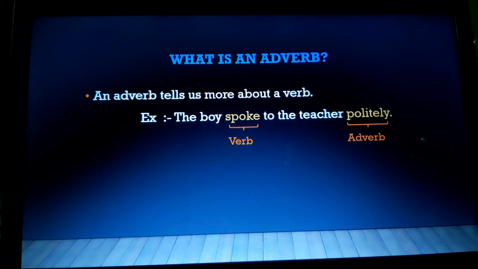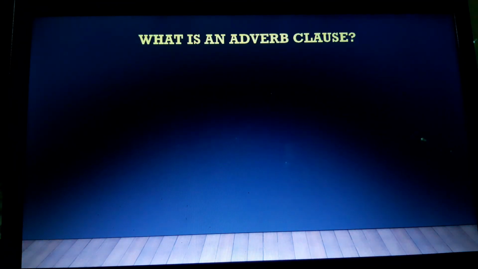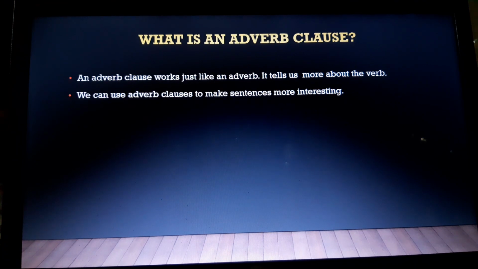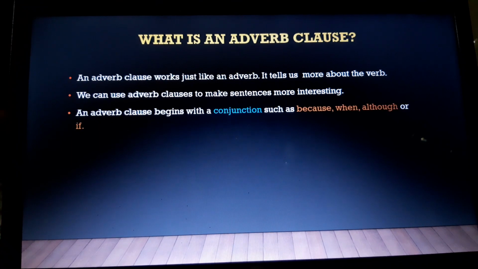Now let's see what is an adverb clause. An adverb clause works just like an adverb. It tells us more about the verb. We can use adverb clauses to make sentences more interesting. An adverb clause begins with a conjunction such as because, when, although, or if.